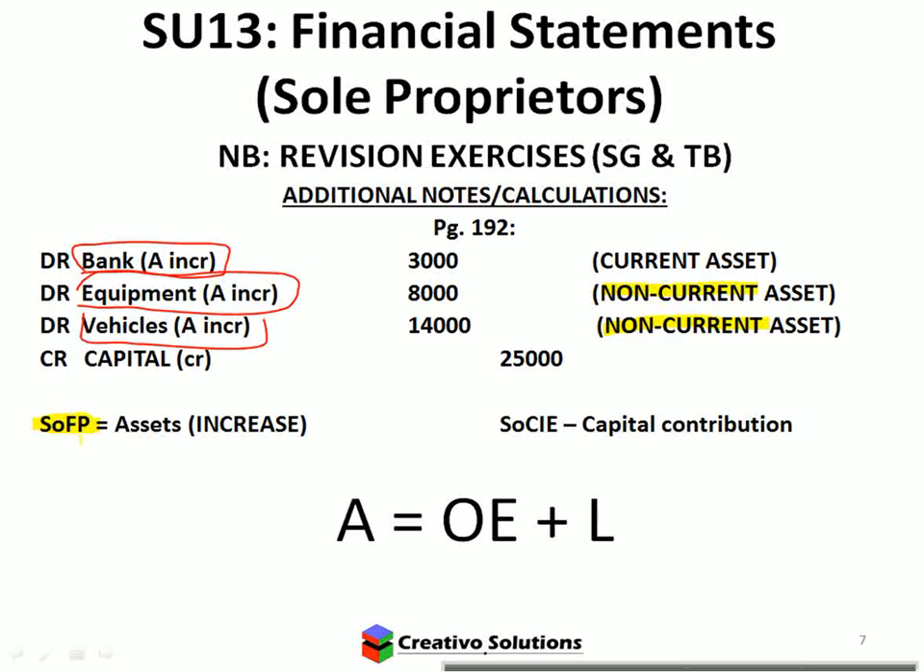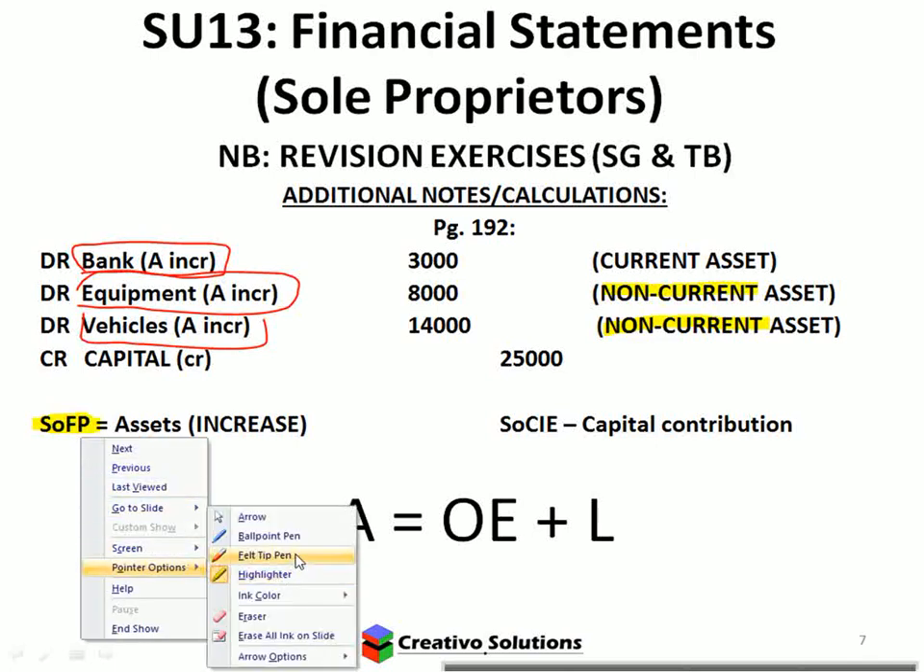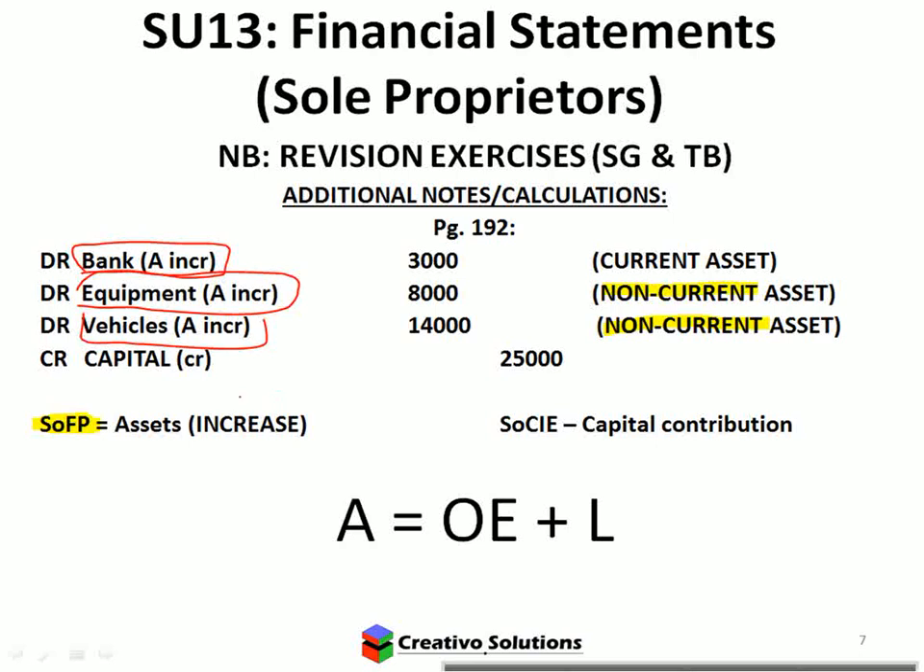In the statement of financial position, you need to show your long-term assets, and then you need to show your short-term assets. If I'm looking at the difference between these amounts, owner's equity, assets would be what? Let's add those three amounts. 3 plus 8 is 11. 11 plus 14 is 25. So you've got 25,000 Rand worth of assets equal to 25,000 Rand capital. Does this business have any liabilities? No, it doesn't.